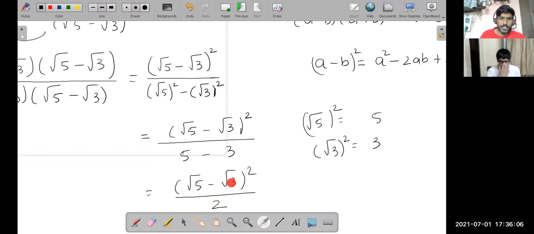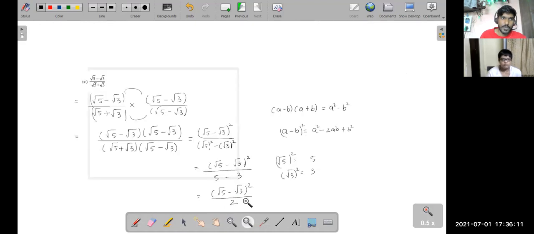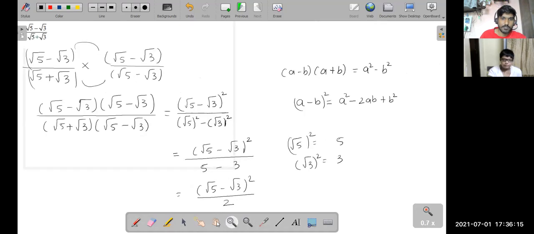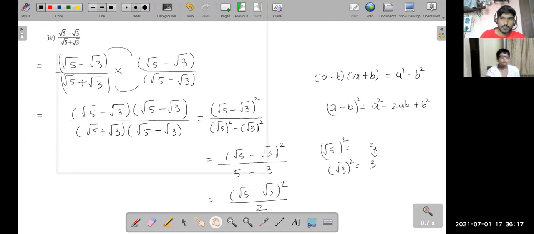There is no need to do anything for the numerator. Keep it as it is. Okay, did you understand this? Yes, sir. Okay, go through the sum. Once you are finished going through the sum, write it down.